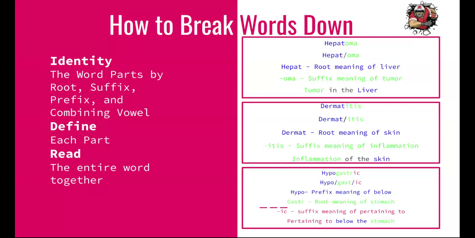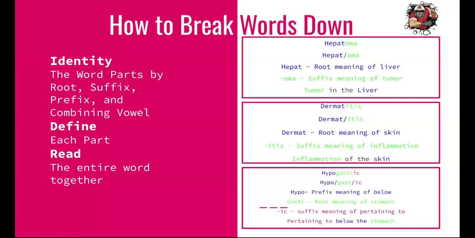Next, we have dermatitis, which is comprised of dermat and itis. Dermat is a root meaning skin, and itis is a suffix meaning inflammation. And as you can see here, it means inflammation of the skin.